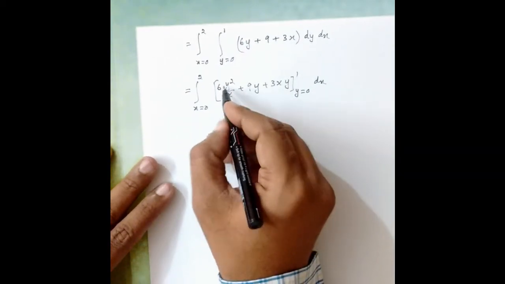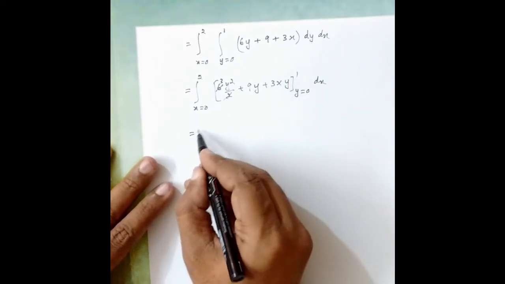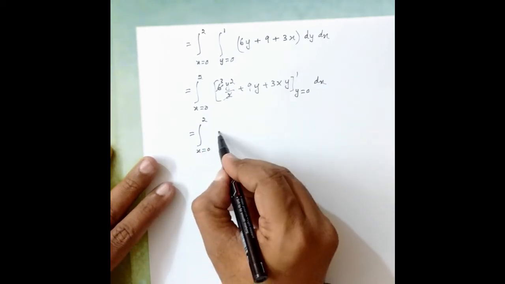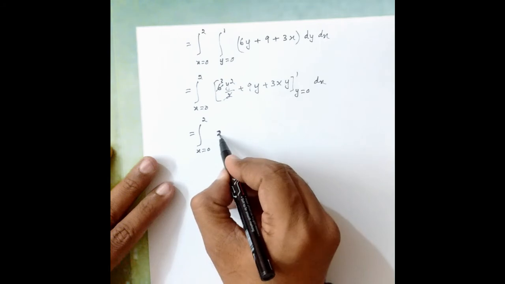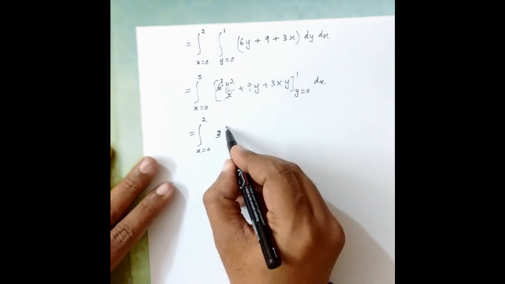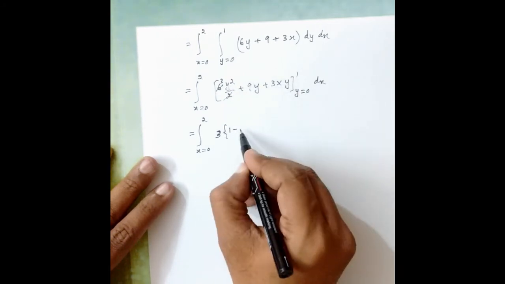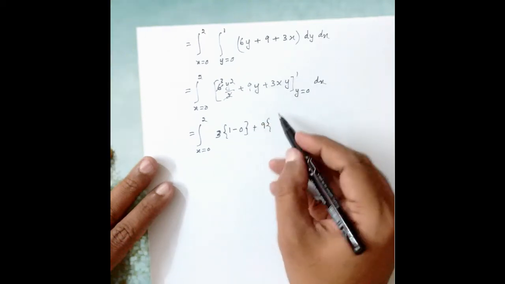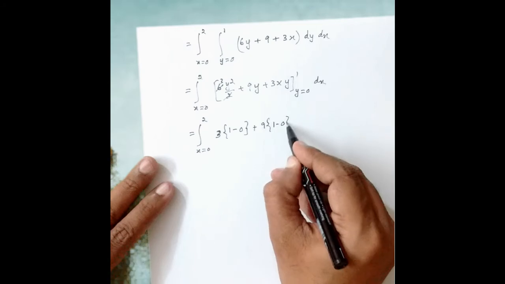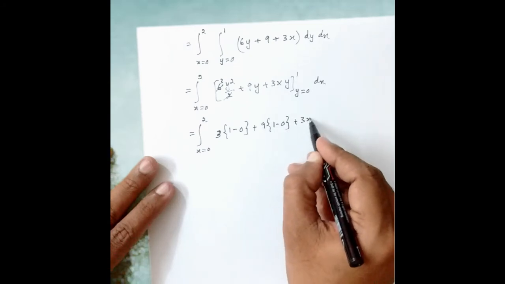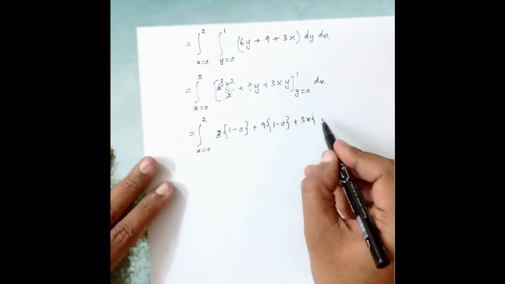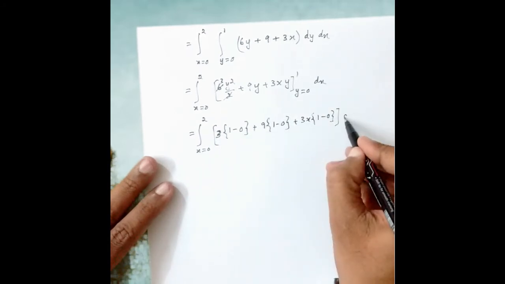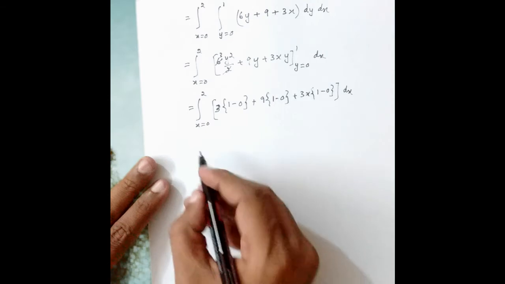So you can cancel out 2 1 times, 2 3 times, which will be equals to integral of x is equals to 0 to 2. It is 2, this is 3 times of upper limit value for y will be 1. 1 square will be 1, lower limit value will be 0. It is 9 times of upper limit value for y will be 1, lower limit value will be 0, plus 3x as it is. Upper limit value for y will be 1, lower limit value will be 0, times of dx.